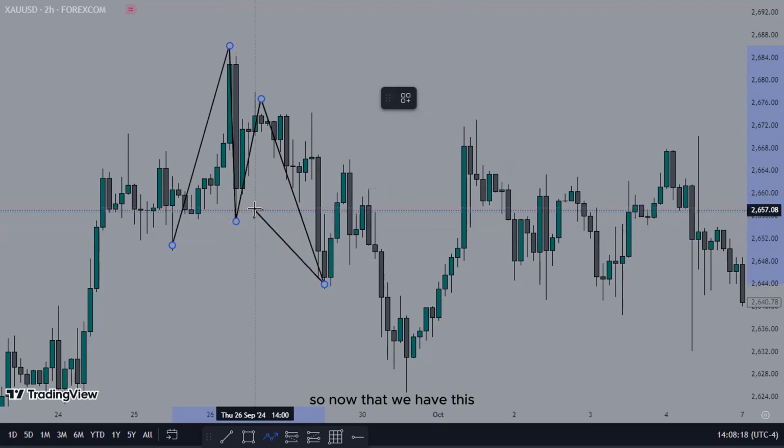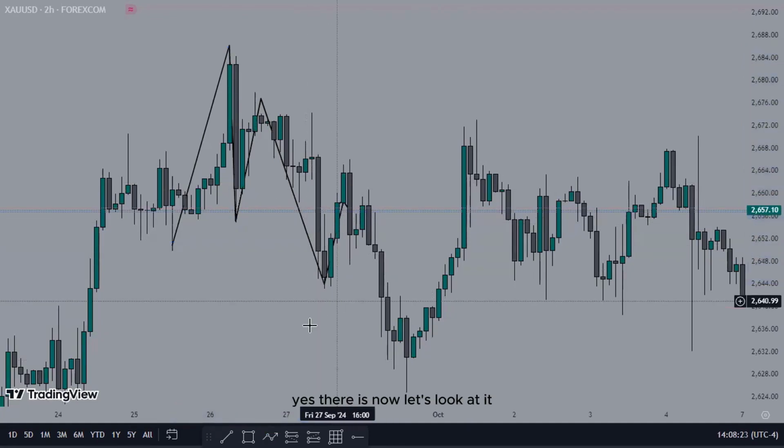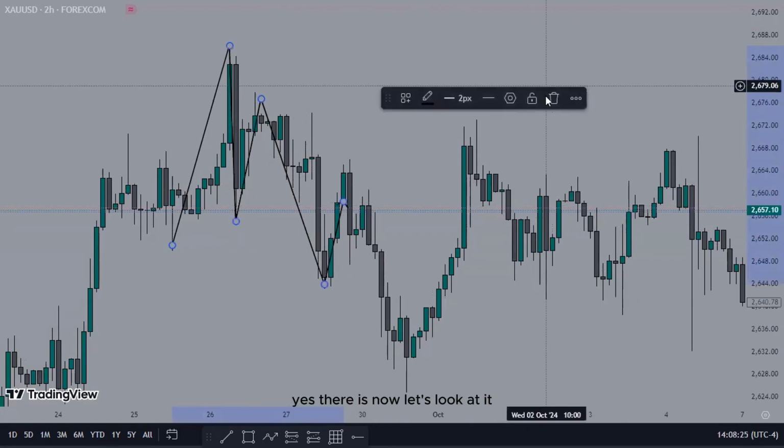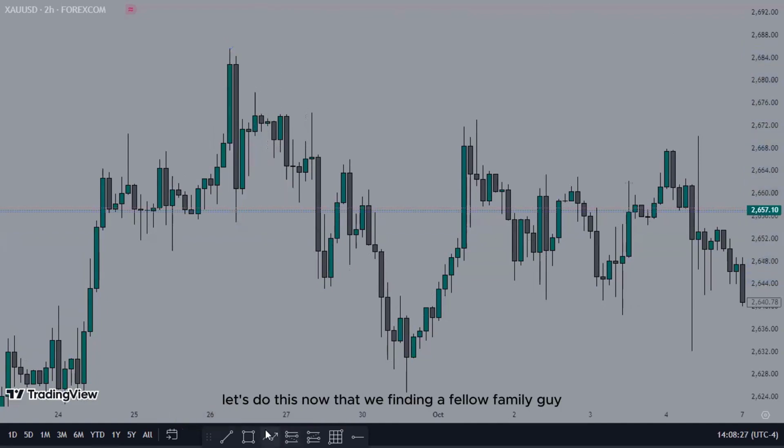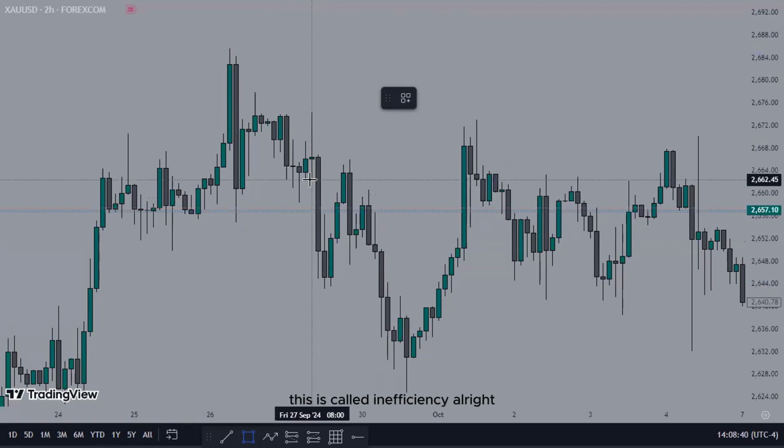So now that we have this, the next step is to identify our fair value gap. Is there a fair value gap on this level? Yes, there is. Now that we've identified our fair value gap, where is it? This is our fair value gap right here. If you look in between this candle here, this big candle, there's a fair value gap on it. You can see the gap, right? This wick and this wick did not touch each other. It left a space in the middle. This is called inefficiency.